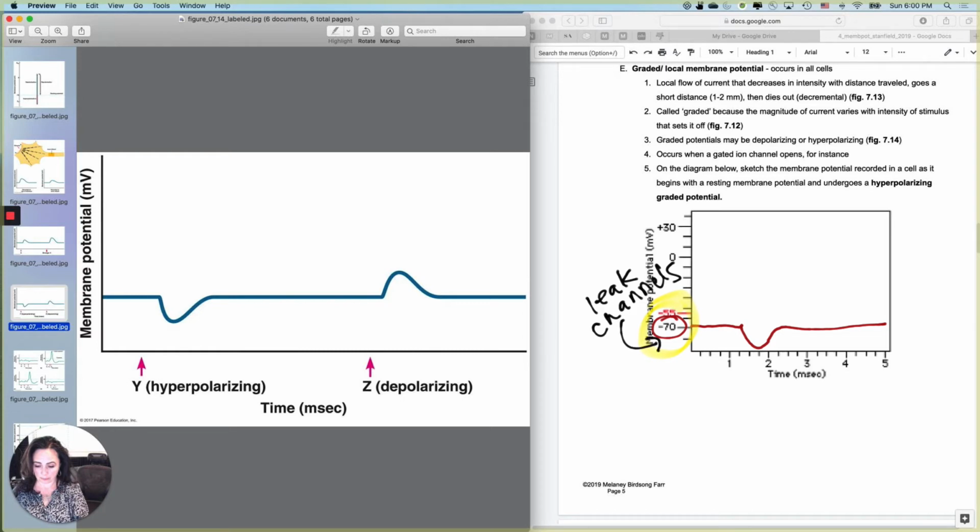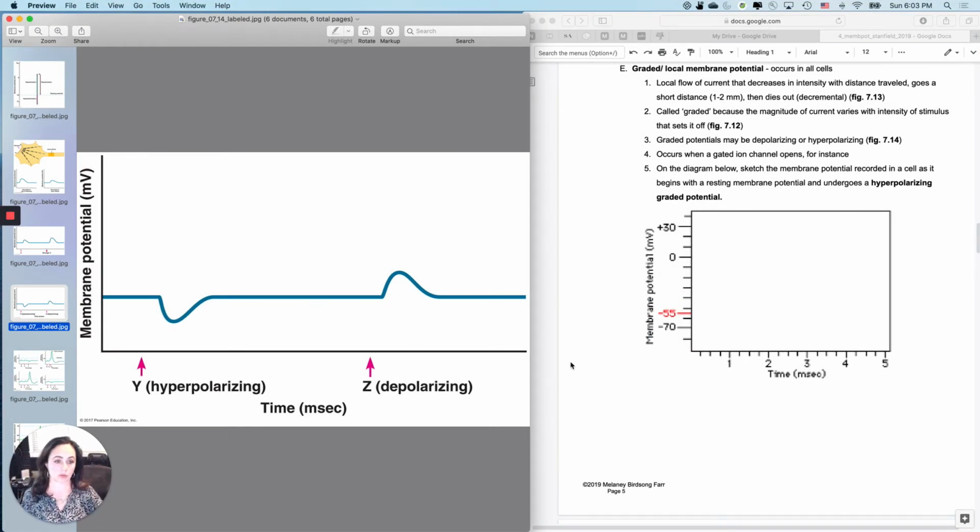And the next question is, what kind of channel is here? What is doing that? Is it sodium or potassium? Is it opening or closing? And is it gated or leak? So what kind of channels are going to be here? It is hyperpolarizing, and graded potential. So what is it going to be? It's going to be opening, because they're going to move, right? And it's going to be a gated potassium channel. And why is it potassium? Because if I open a potassium channel, the potassium is going to go from the inside to the outside down its electrochemical gradient. Okay?